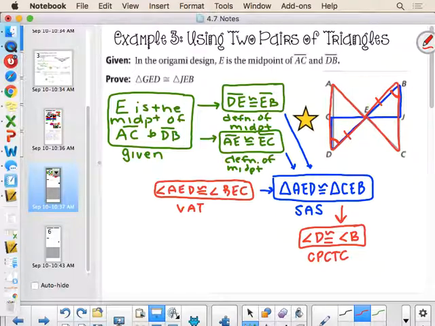Madison tried to bring something else up earlier that may have some good timing now. The vertical angles. What vertical angles did Madison want to bring up earlier? Yeah. Very good. Those two inside right there. Okay? So we need to bring up the fact that angle DEJ is congruent to angle JEB. Why was that true?